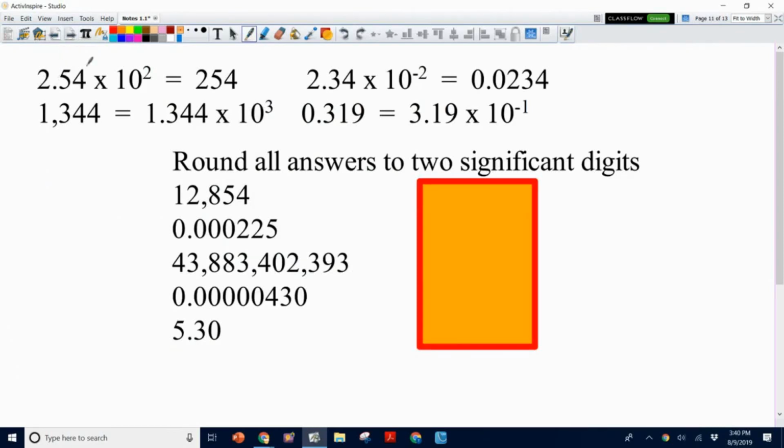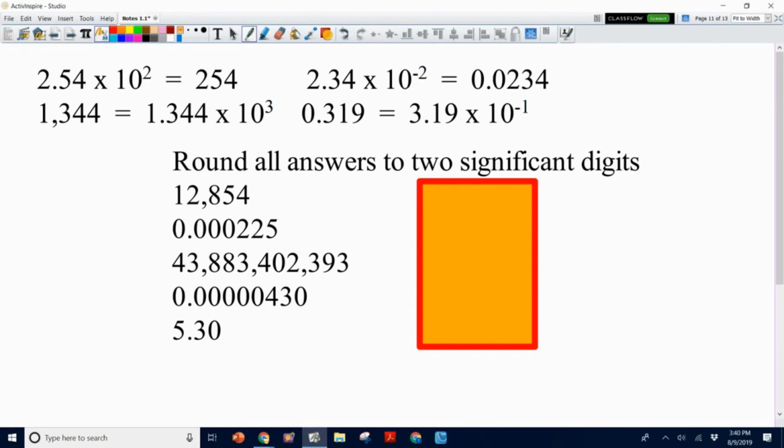All right, so let's look at some examples here. This first example, we have 2.54 times 10 to the second power. Well, that's a positive exponent. So we're going to be moving our decimal when we convert this over into a standard notation. So this is scientific notation. This is what we call standard notation, which is just like a regular number. So we're going to move the decimal 2 places. So when we move it 2 places, it's going to be behind the 4, 254. Okay. All right. So 2.34 times 10 to the negative 2. That negative exponent tells us it's going to be a number less than 1.